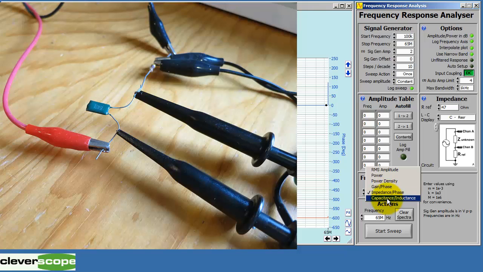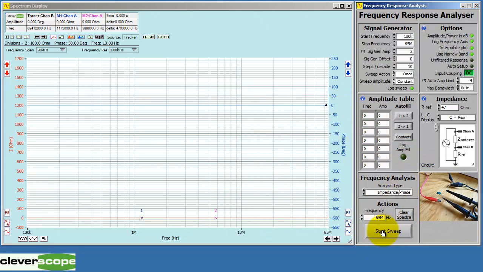We've been doing capacitance and inductance measurements, but we can also do impedance phase measurements. Let's select impedance and phase. We've got a 2.2 nanofarad capacitor attached. Let's start it.